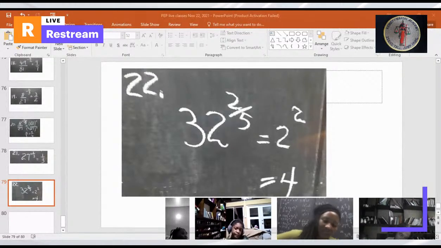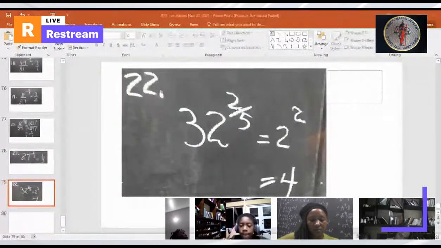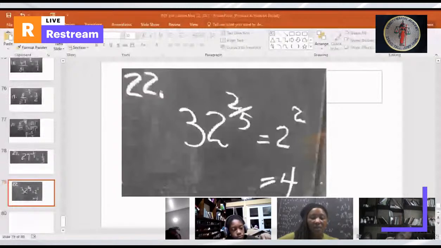So, Drayshawn, what is the 5th root of 32? Which number, when you multiply it by itself 5 times, you get 32? 2 times 2. 2. And then you have to raise that now to the 2nd power. This is just 4. It's 4. Correct.